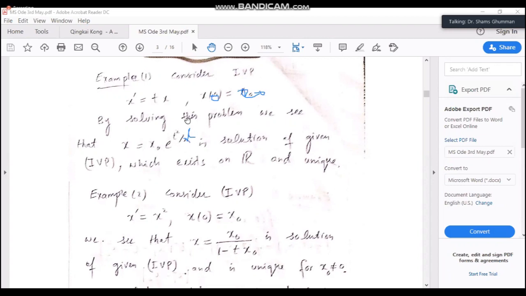And you can solve by yourself. It can be solved by the separation of variables, so you can solve by yourself. So this is the solution of the initial value problem which exists on R.